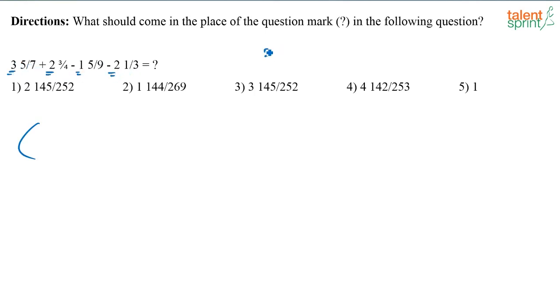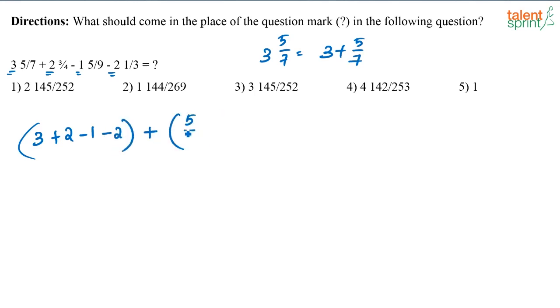So see, 3 5 by 7, right? 3 5 by 7 is nothing but 3 plus 5 by 7, correct? So I am taking out all the whole parts separately. That is 3 plus 2 minus 1 minus 2, plus the fractional parts I am writing now. 5 by 7 plus 3 by 4 minus 5 by 9 minus 1 by 3. So this is what we have to solve. So here this gets cancelled. I have 3 minus 1, that is 2.